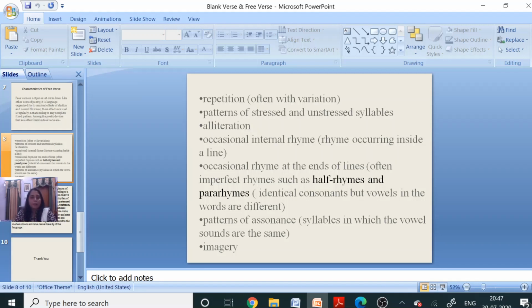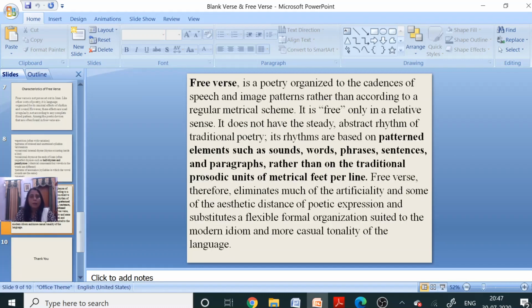Then you can also find patterns of assonance. That means that there is a repetition of vowel sounds in words. Then imagery. Imagery also gives an artistic expression to any poetry. So in a way you can say that free verse is poetry organized to the cadences of speech and image patterns rather than according to the regular metrical scheme. So you can see the patterns in images, you can see the patterns in the cadence of speech, but it does not follow any regular metrical scheme.